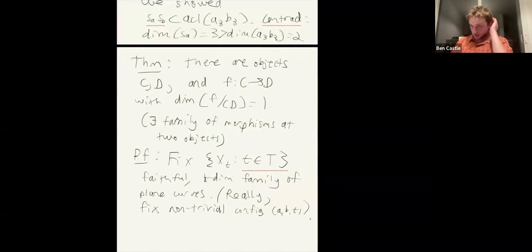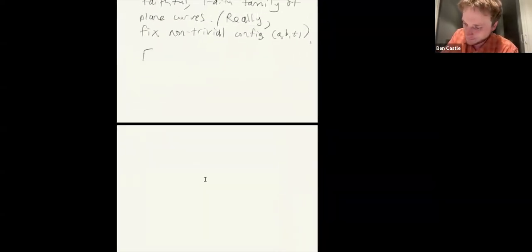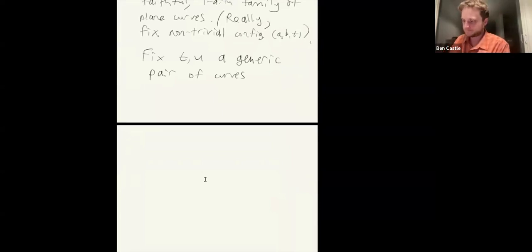Right, and now we're going to take two generic members of the family. So it's like we're setting up this composition configuration. So we fix T and U, a generic pair of curves. And now I'm just going to say fill in the following diagram. I'm just going to draw a picture. I'm not going to define all the points successfully. I just draw the diagram.